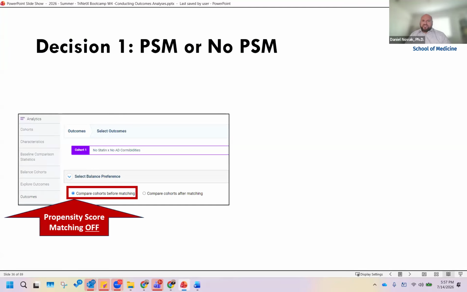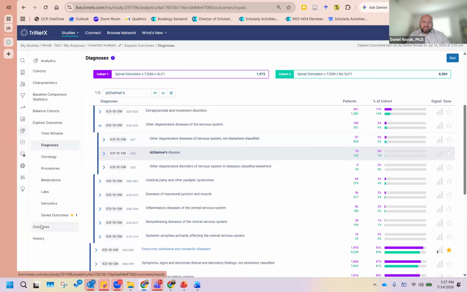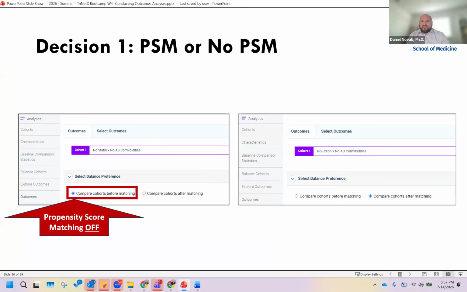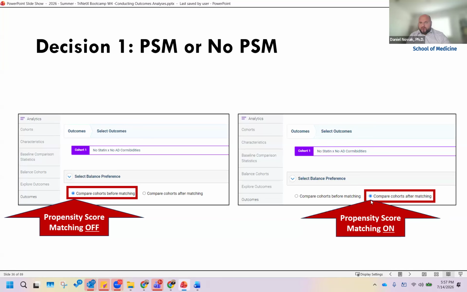The first is whether you're going to turn propensity score matching on or off. So by default, if you go to your outcomes tab down here, it starts in the default off position, compare cohorts before matching. That means it's not going to try to use a statistical model like propensity score matching to do that. You have to turn it on by selecting the compare cohorts after matching tool.